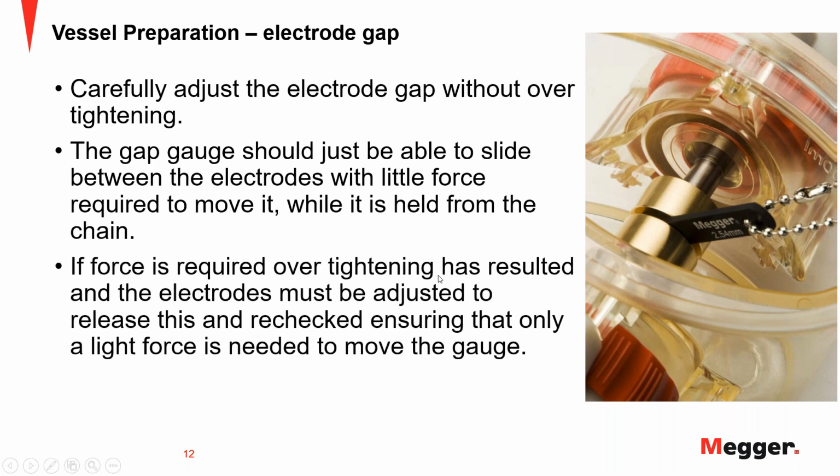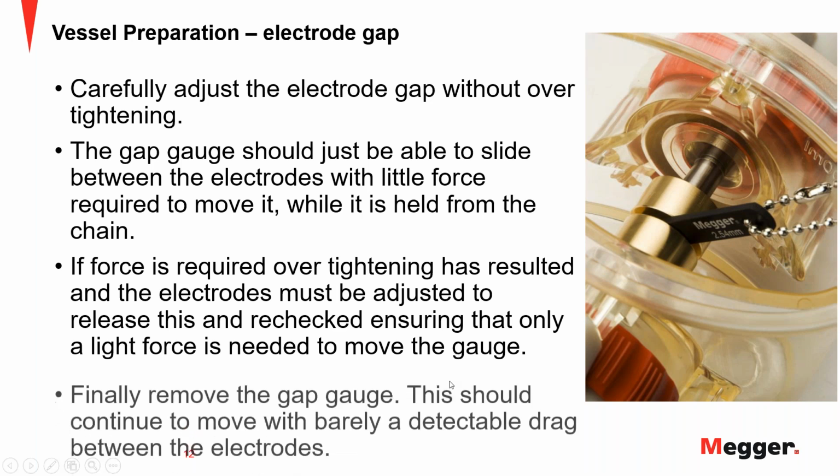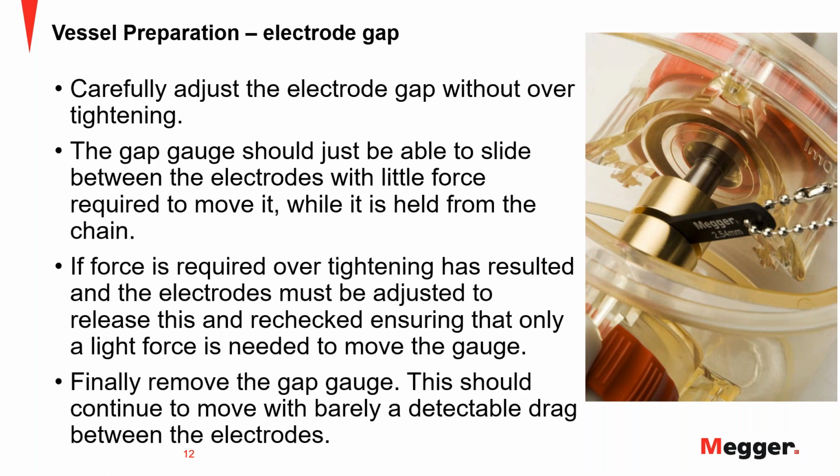If too much force is required, then over tightening has resulted, and you just need to make sure that you back the electrodes off and then recheck and readjust to make sure that you have the correct setting. Again, a very light force is needed to move the gauge. And then finally, remove the gap gauge. So you now know that you have the correct distance between the electrodes. And again, by removing it, there should only be a very slight, detectable drag between the electrodes once this is completed.